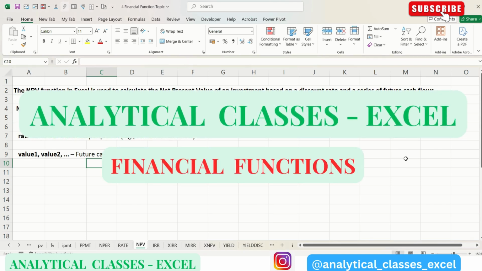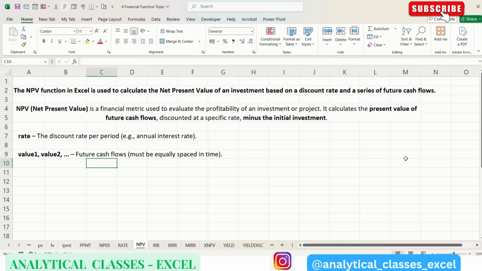Today's video is about financial functions. So in financial functions, today we are going to see how to calculate the NPV in Excel. So what is NPV? It is a financial metric which is used to evaluate the profitability of an investment or a project. It calculates the present value of future cash flow discounted at a specific rate minus the initial investment.